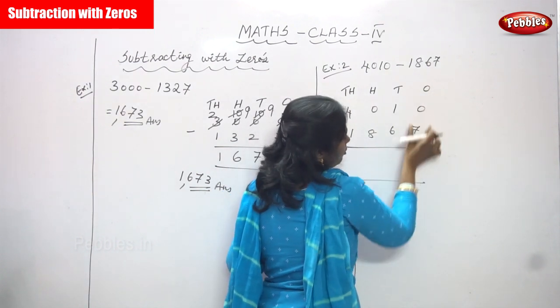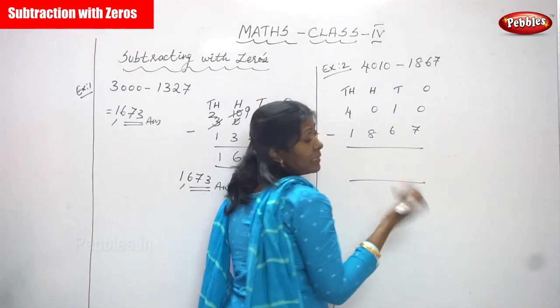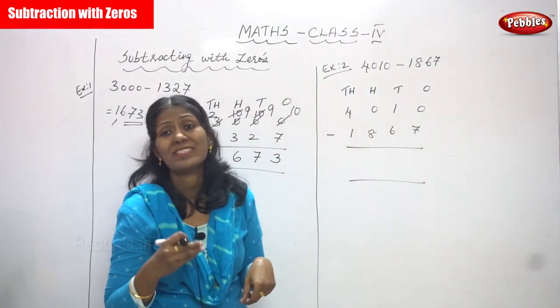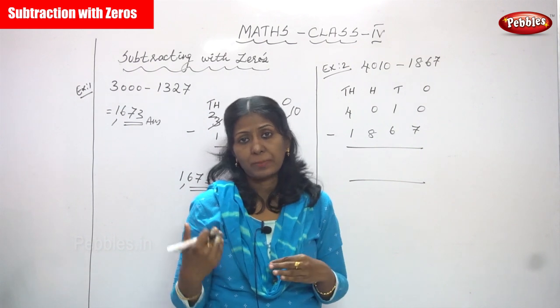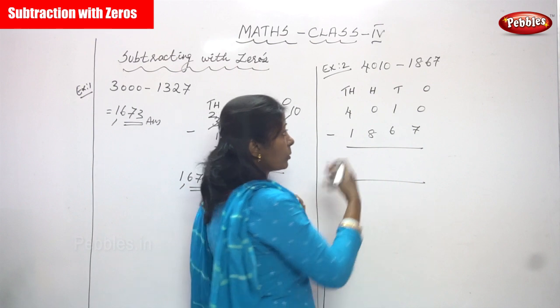So in the ones place you have to focus. What is the number in the ones place? 0. 0 minus 7. Not enough to subtract because 0 is less than 7. It is not practically possible to subtract, so you have to borrow again.